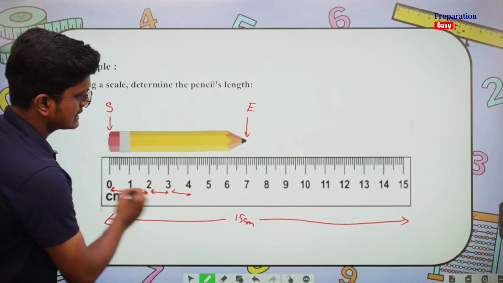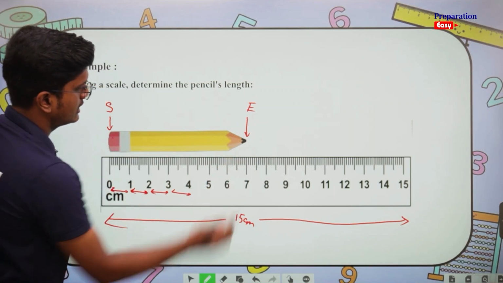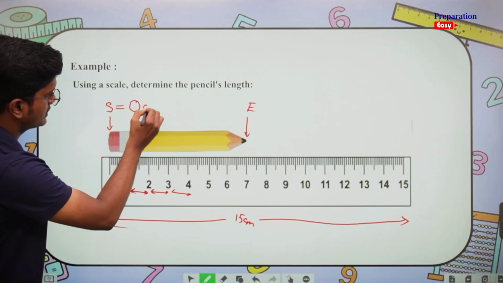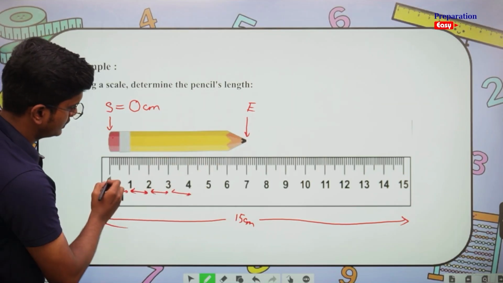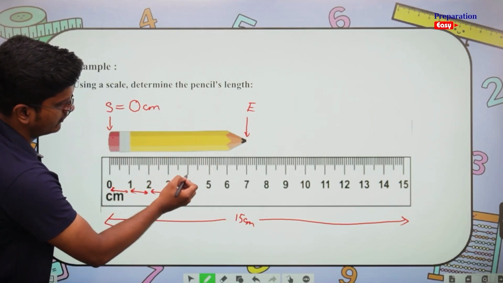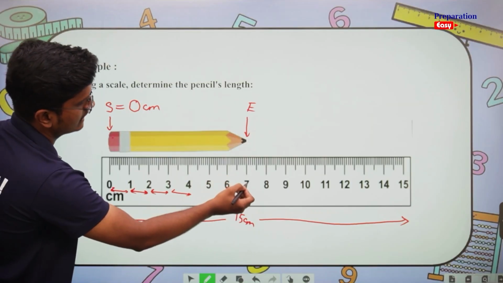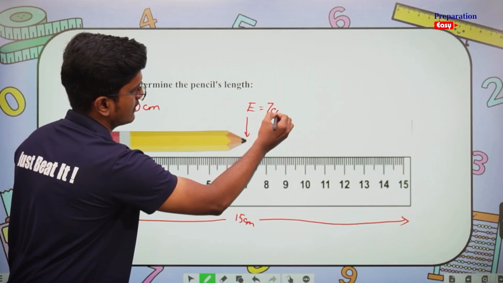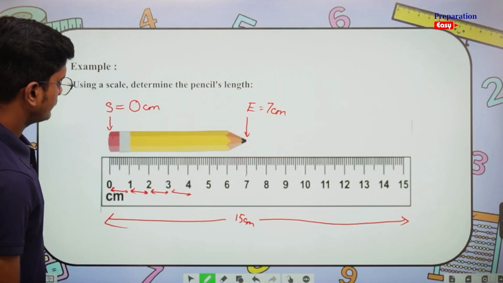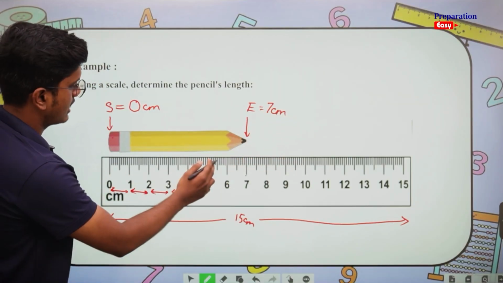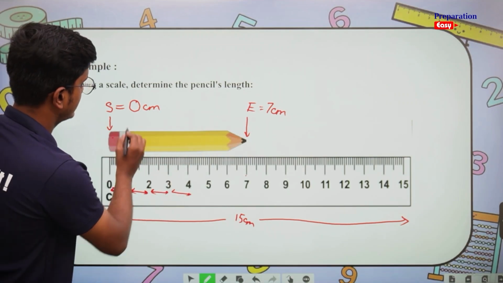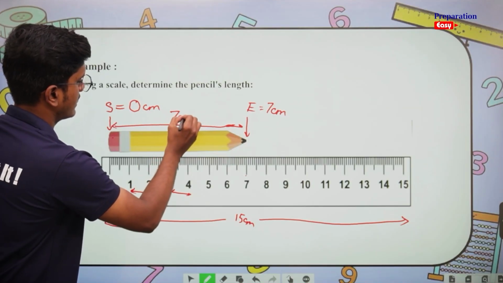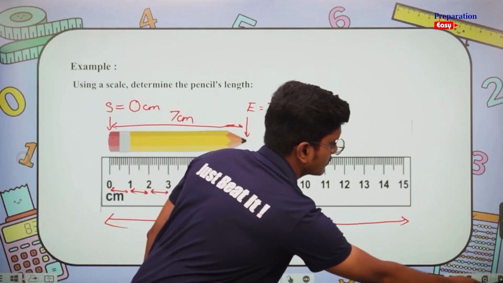So how many centimeters do we have from start to end? The start begins from 0. From 0 centimeter, till how much does it go? 0, 1, 2, 3, 4, 5, 6 and 7. So our ending is on 7 centimeter. What is our answer? The pencil length is 7 centimeter. Okay, let's go next.